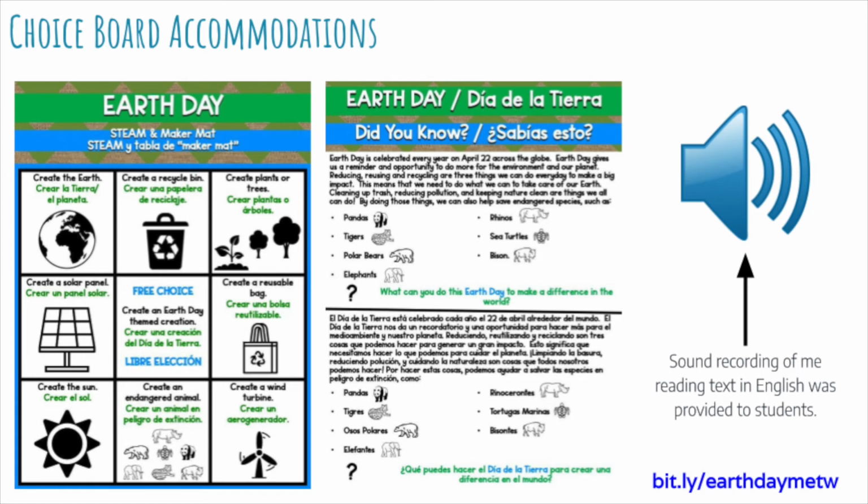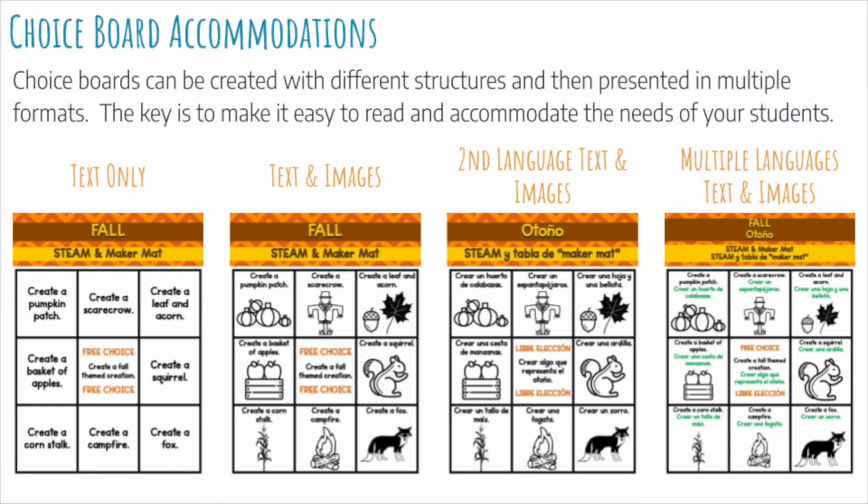An example of adding a voice accommodation is having a QR code or a link where students can listen to you read text or read directions or read the options on the choice board. And another accommodation that is now second nature to me, part of my built-in structure of how I create choice boards, especially when working with students, is how I present that choice board.